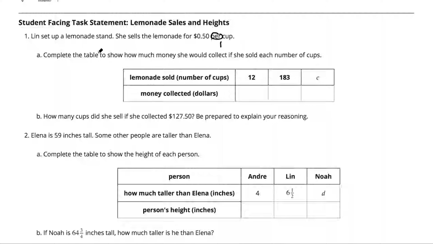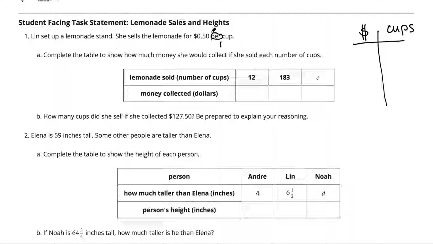Complete the table to show how much money she would collect if she sold each number of cups. Now, this table is horizontal. There's absolutely nothing wrong with that. You can 100% do it as a horizontal table. I prefer my tables to go up and down vertically, so I'm just going to redraw this vertically because that works for me. We've got money and we have cups.